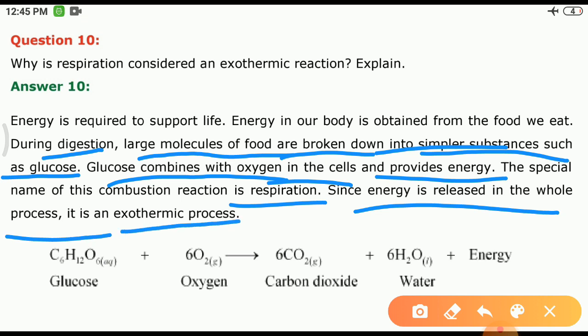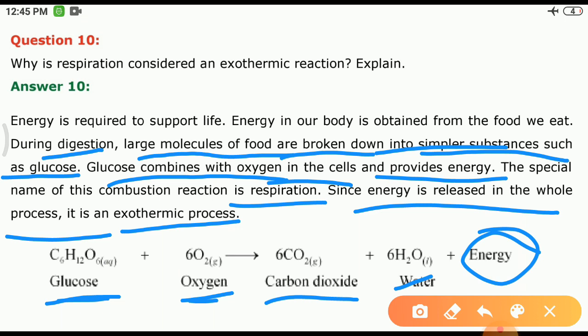Here C6H12O6, glucose, plus 6O2, oxygen, will give 6CO2 carbon dioxide plus 6H2O water and also energy. It means during respiration we are getting the energy, that's why it is an exothermic reaction. And this is the opposite of photosynthesis. In photosynthesis we have to give the energy, it is an endothermic reaction, and in respiration we get the energy, so it is an exothermic reaction.